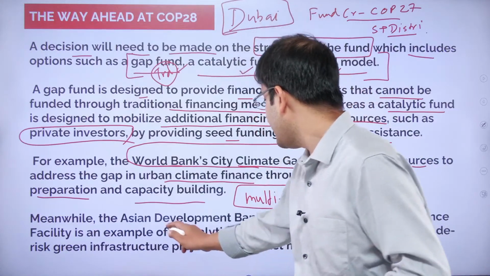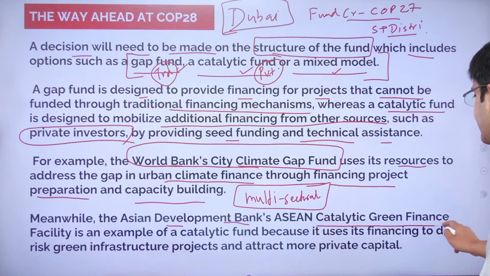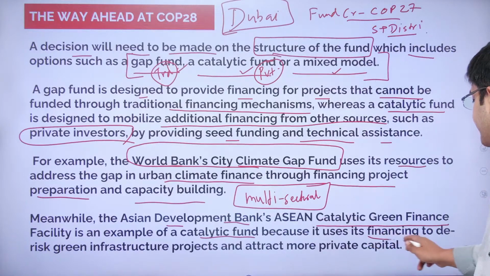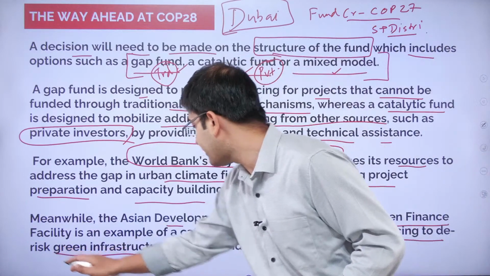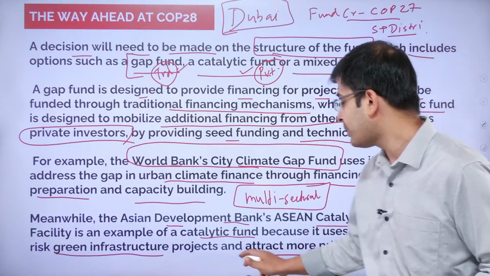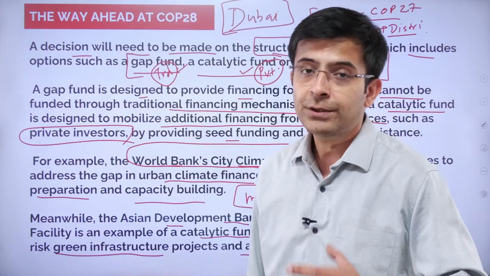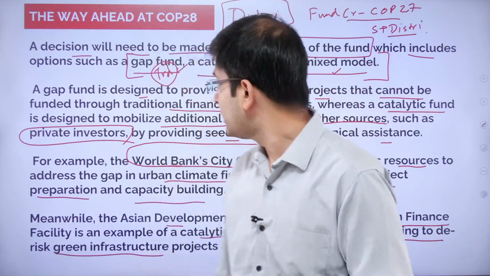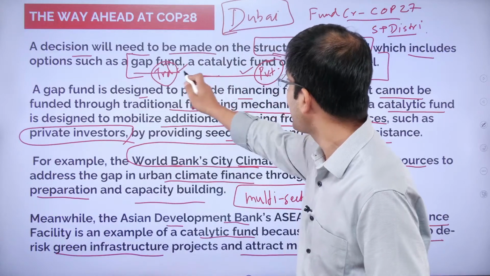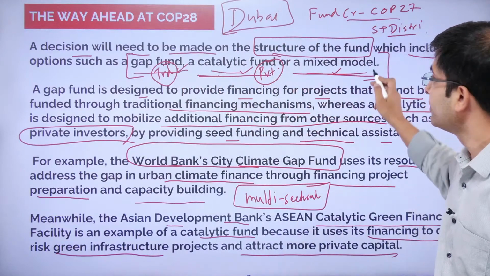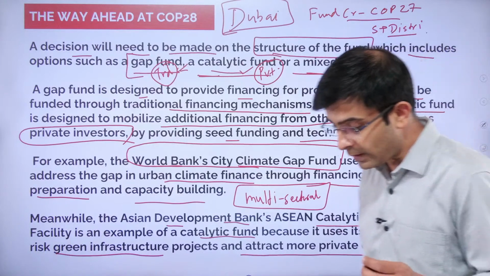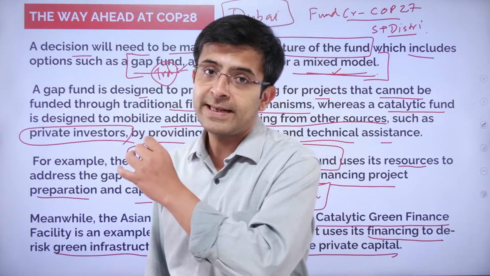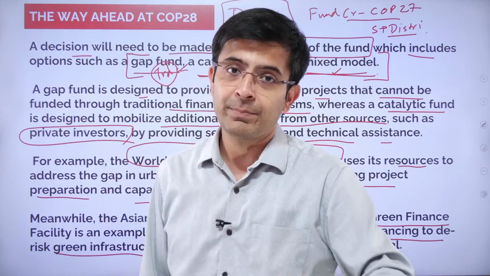Okay. The Asian Development Bank's ASEAN Catalytic Green Finance Facility is an example of catalytic fund because it uses its financing to de-risk green infrastructure projects and attract more private capital. Adaptation plus mitigation, both have to be taken care of. Okay. So, these are the three types of funds that you're looking at: gap fund, catalytic fund, a mixed model. So, this is what the COP28 should ideally take care of. It should at least seek to address this issue ASAP.